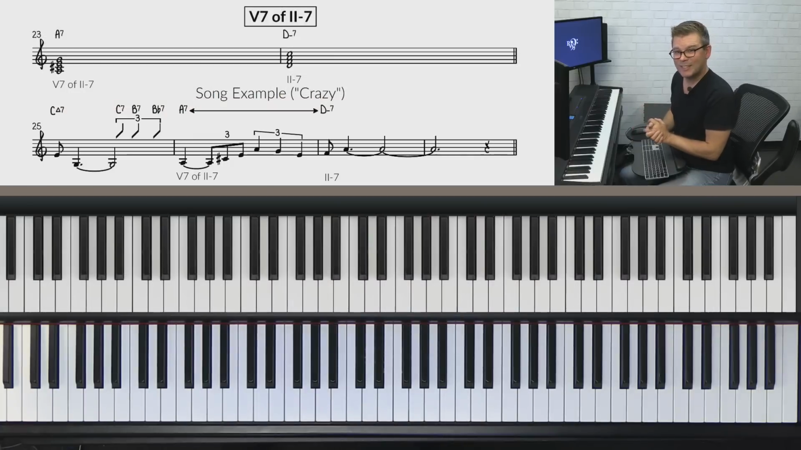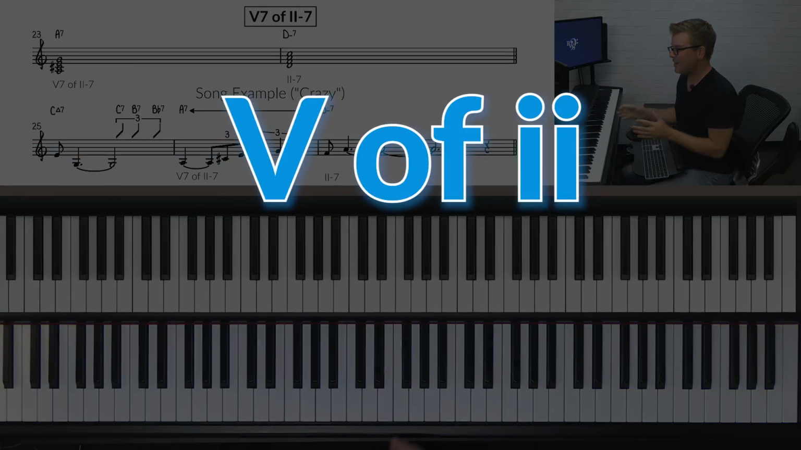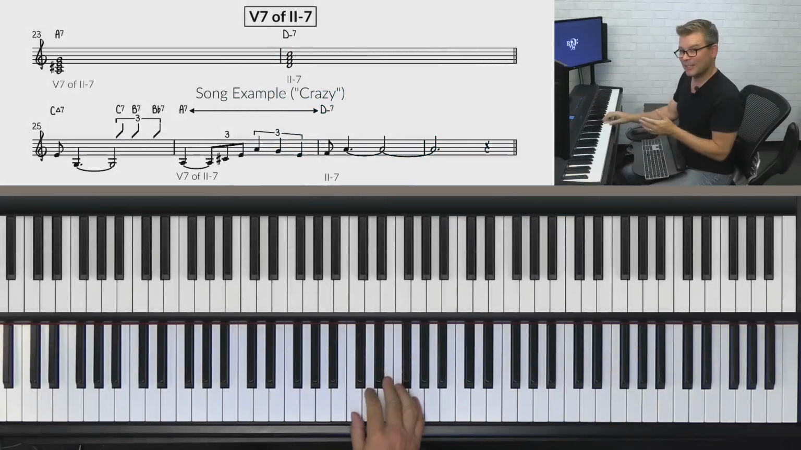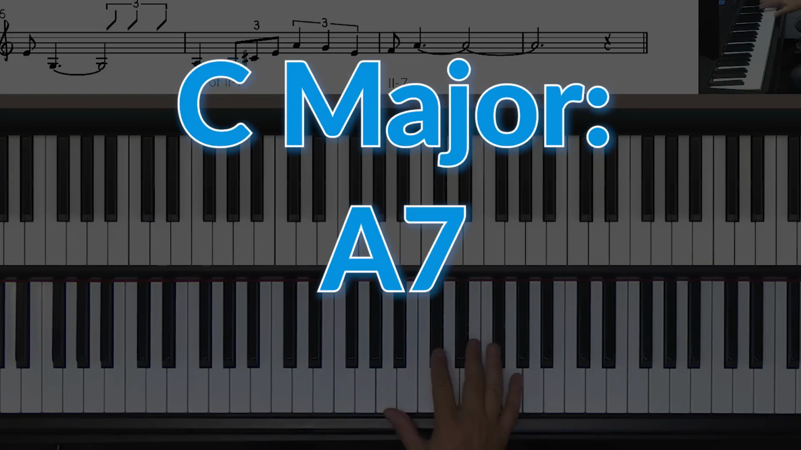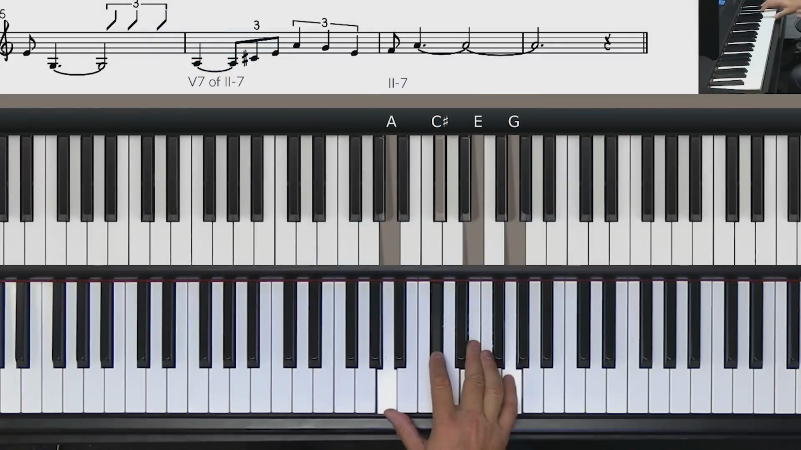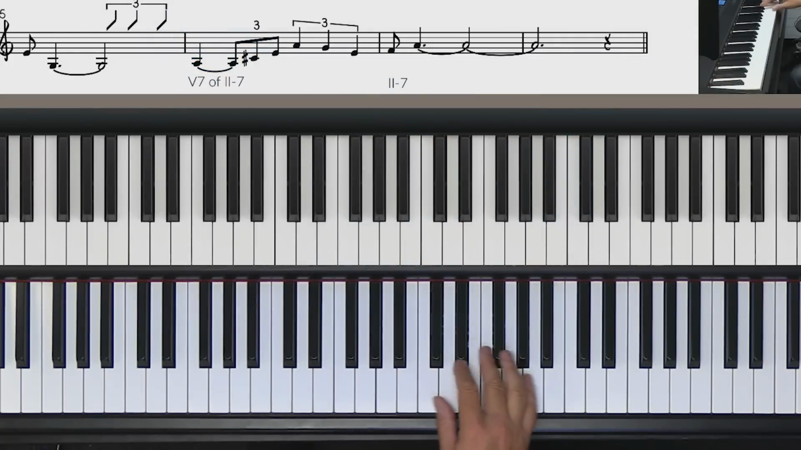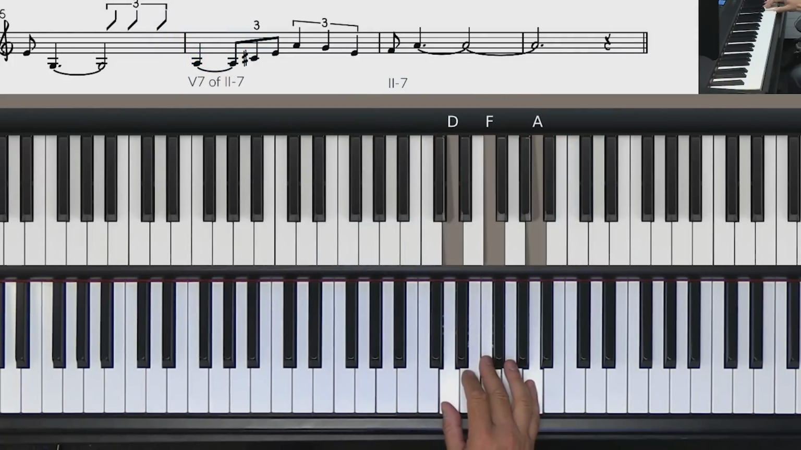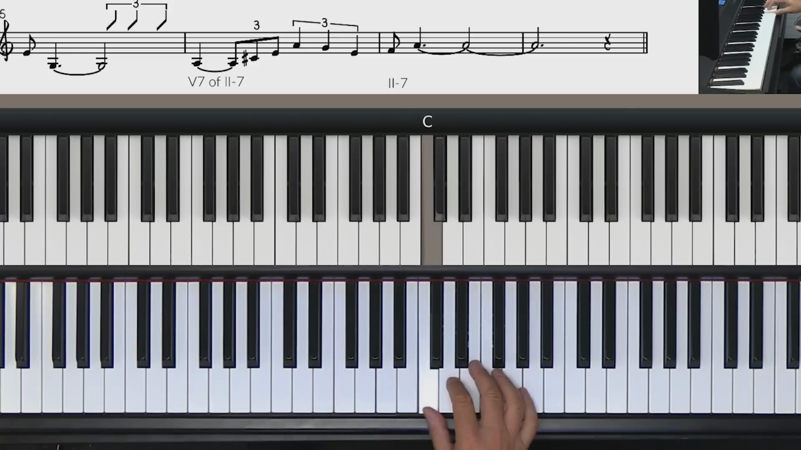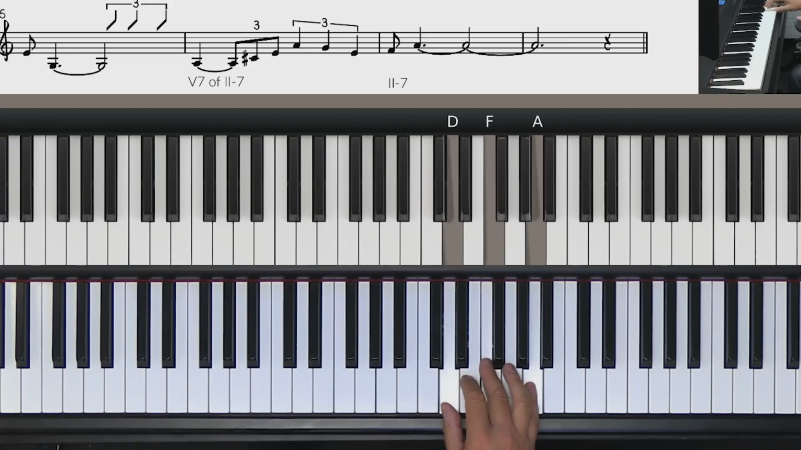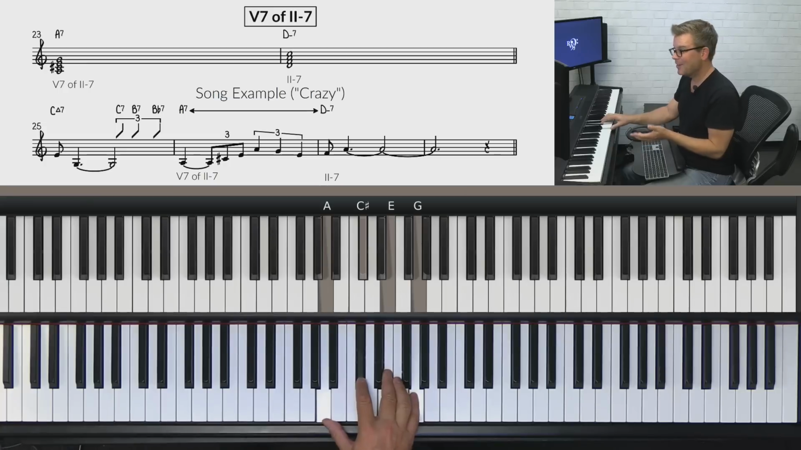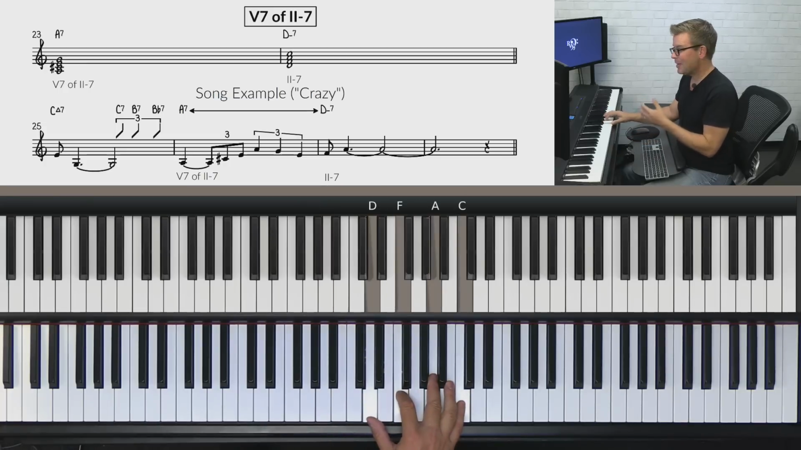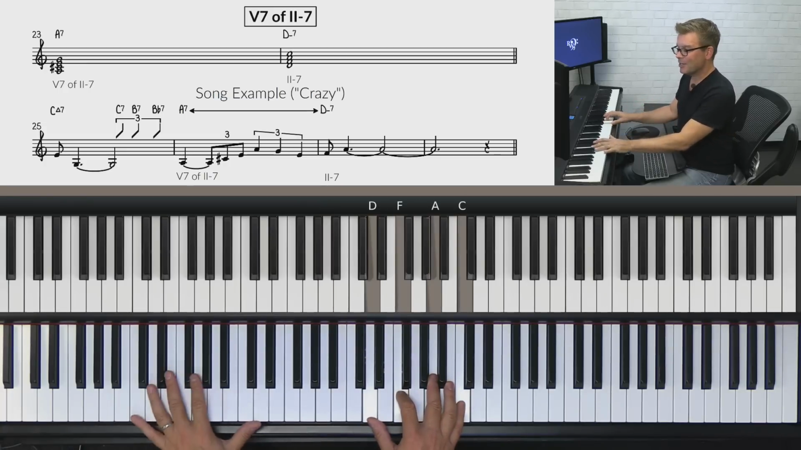One of my favorite secondary dominants is the 5 of 2. So again, in the key of C major, if we see an A7, well, A7 is usually 5 in the key of D major or D minor. In this case, D minor. What is D minor in relation to C major? It's the 2nd or the 2. So we would call this a 5 of 2. And this is a minor 2. Now, a great example of this is the song Crazy.